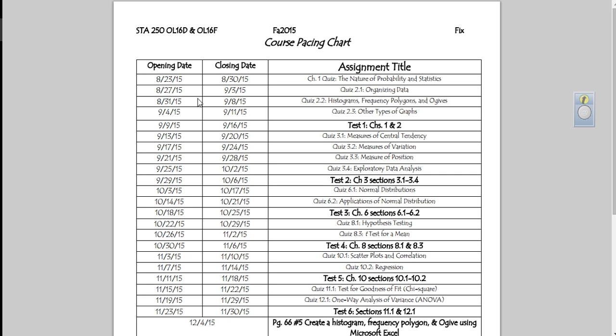So hypothetically, you could wait until Saturday, and you could go and work on Chapter 1 and Section 2.1, and you could take care of both of those on Saturday afternoon or Sunday afternoon, and they'd be due at the end of the day on Sunday at midnight.